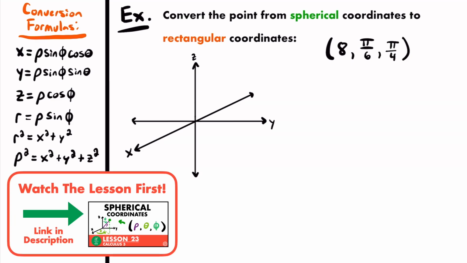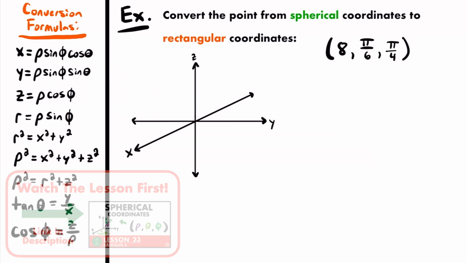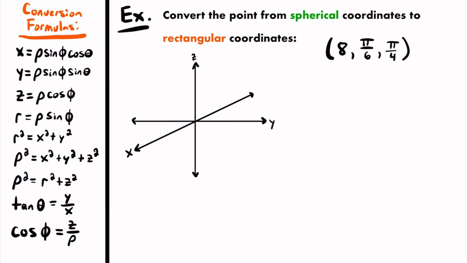Now for all of these examples, I have this sidebar over here for us to reference that has all of the different conversion formulas that we might need to use for converting our coordinates between spherical, rectangular, and cylindrical. Which formulas we need to use will depend on what coordinates we need to find, but regardless, these are all the formulas we might need to use.